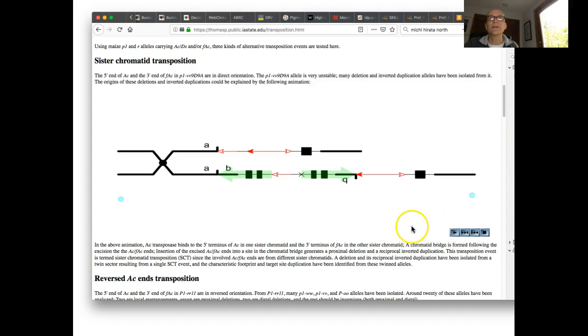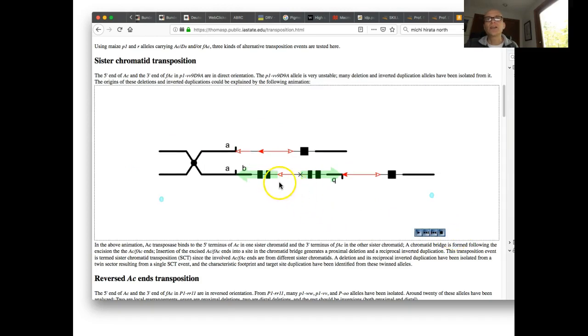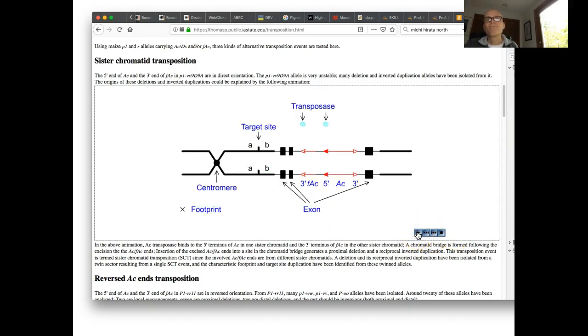So this is another example. These are real examples, right? This is what was found, and then how the animation explains how it must have occurred. First of all, see that there are multiple types of transposons here. I'll start it. This is already the end configuration. So this is how it starts.